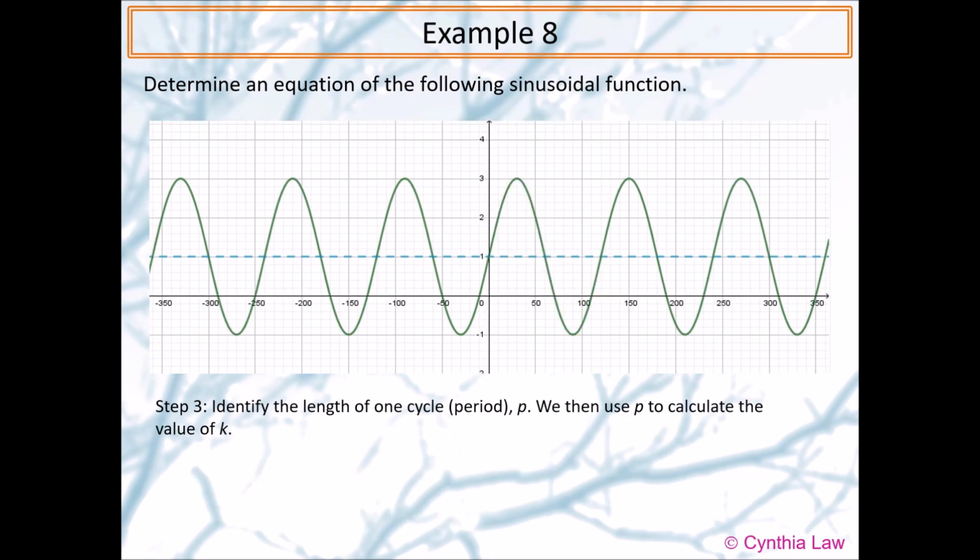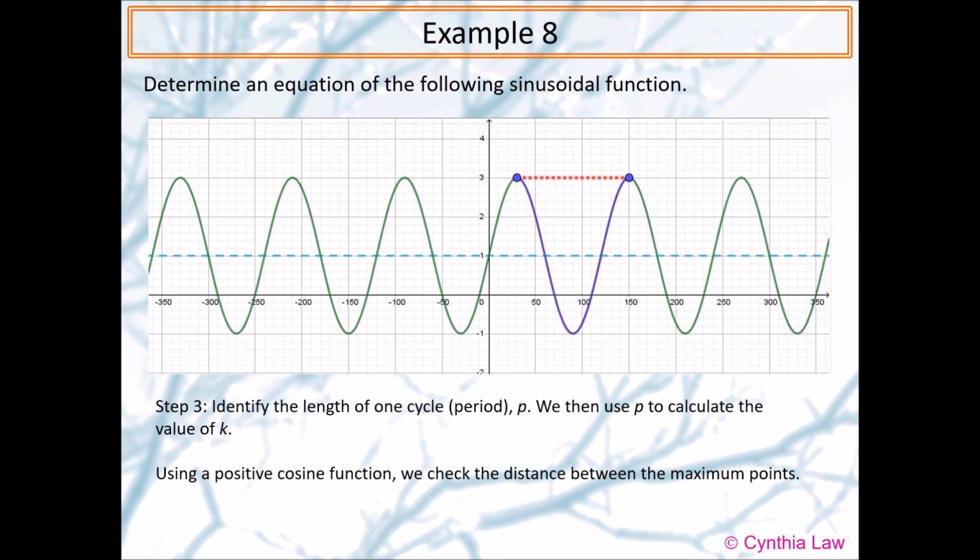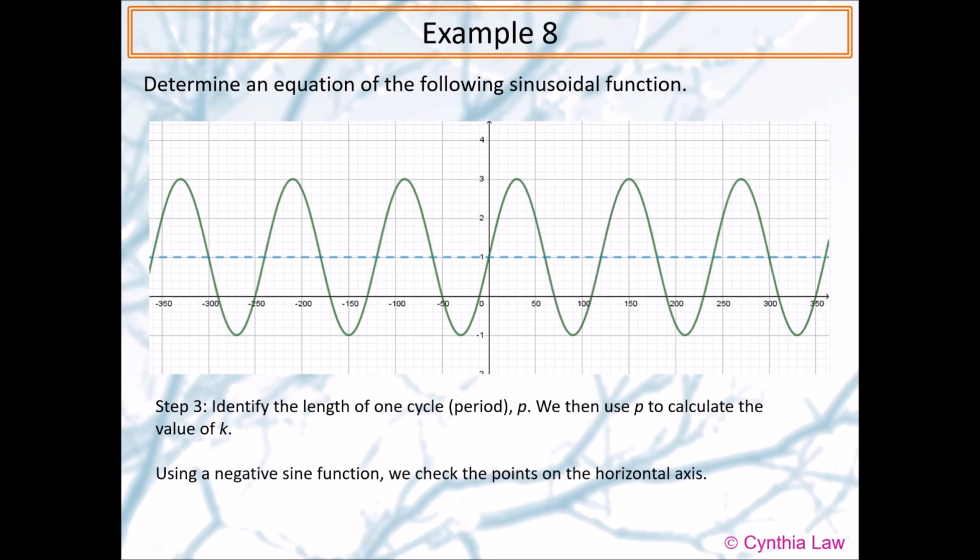We can identify the period a little bit differently. Using a positive cosine function, we check the distance between the maximum points, because the cosine function starts from the maximum and finishes at the next maximum. So P equals 150 units minus 30 units, which is 120. When we calculate k, we get 3 again. If we use a negative sine function, we are going to check the points on the horizontal axis.